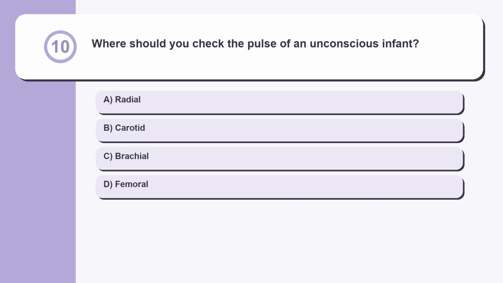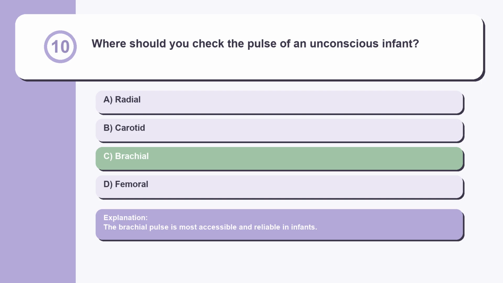Question 10. Where should you check the pulse of an unconscious infant? Radial, carotid, brachial, femoral. The brachial pulse is most accessible and reliable in infants.